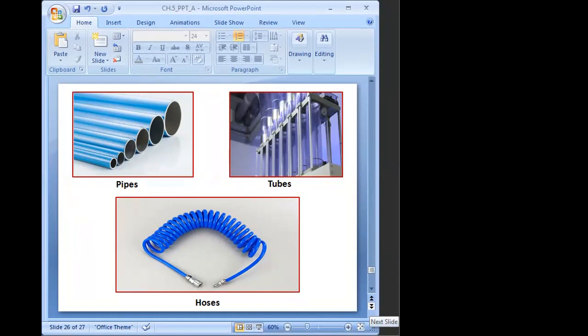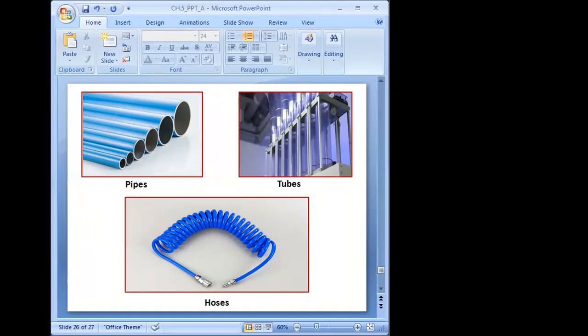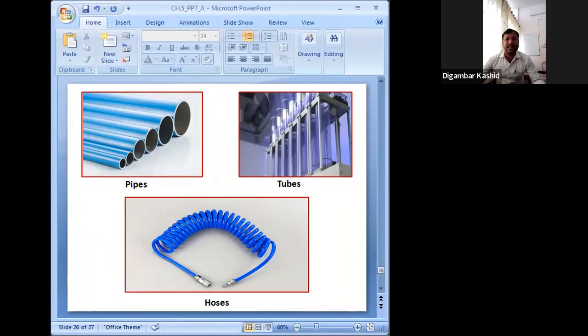You can see here I have taken some pictures of pipes. You can see small diameter pipe is there. Then we have this larger diameter pipe. Okay, so these are the different pipes. Here we have the tubes. You can see these are the tubes, and these are the hoses.